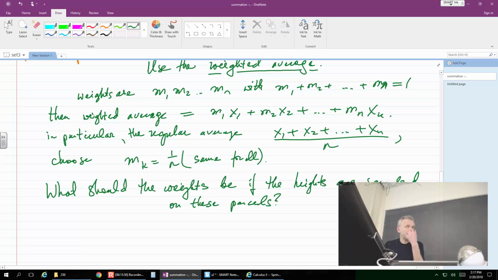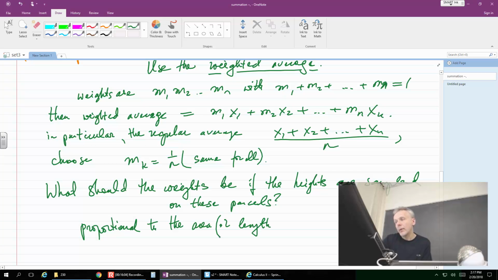Well, so as I said, the weight should be proportional to begin with to the area or length of the parcel. So once again, twice as large a parcel, twice as much weight put on the information that comes from it.